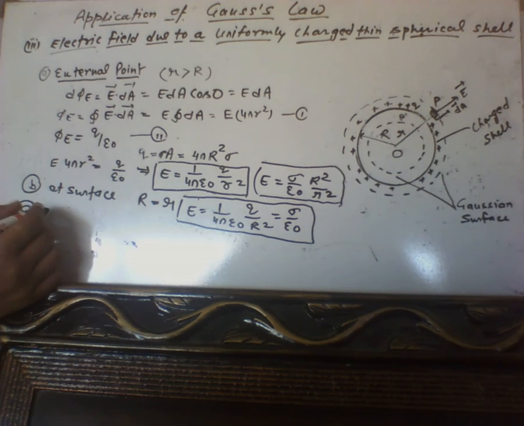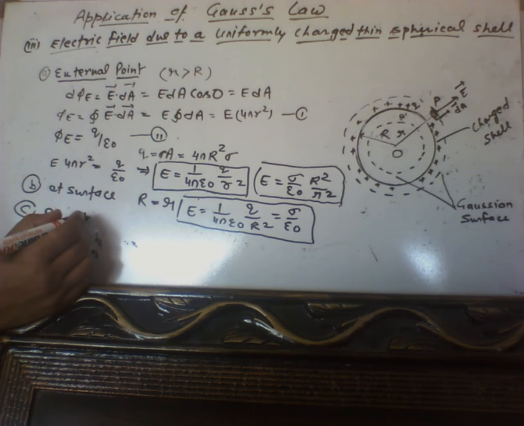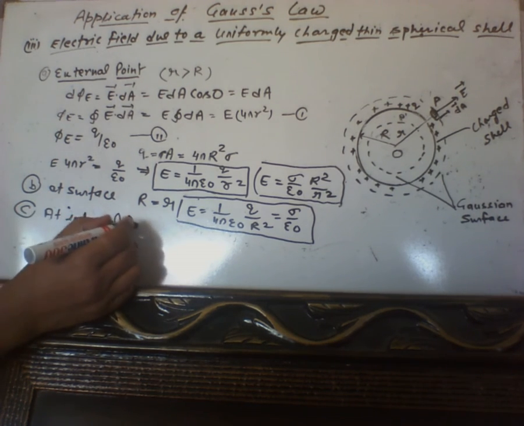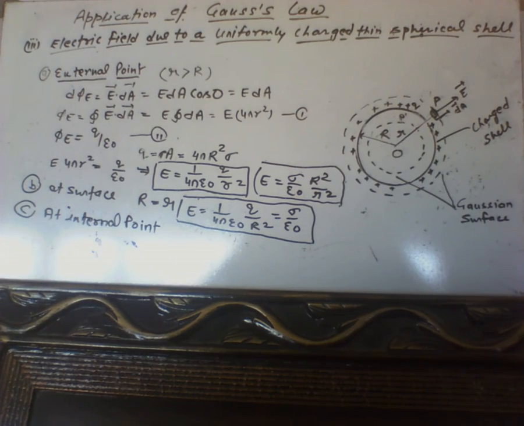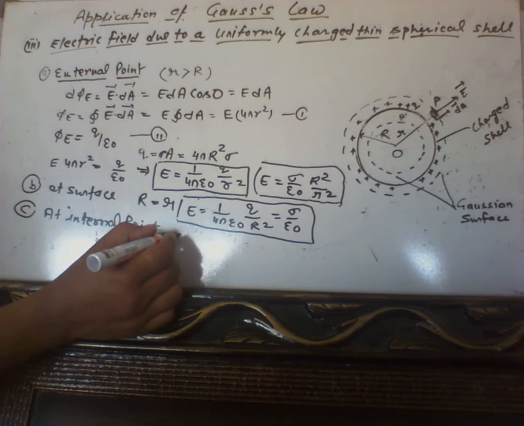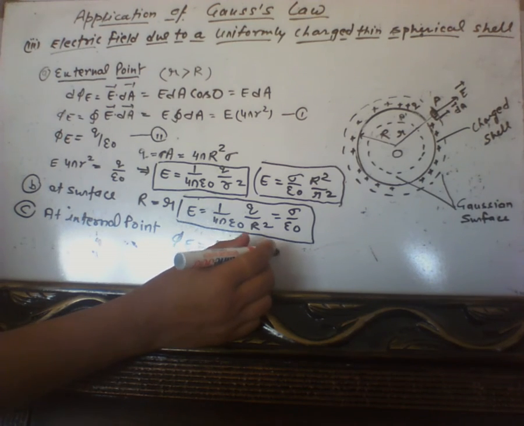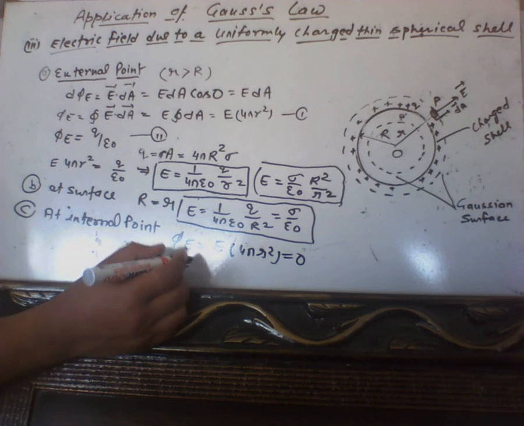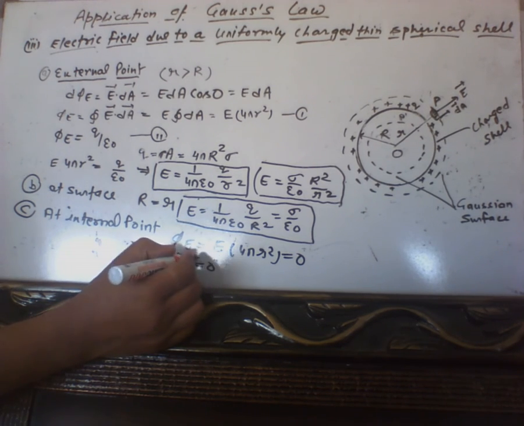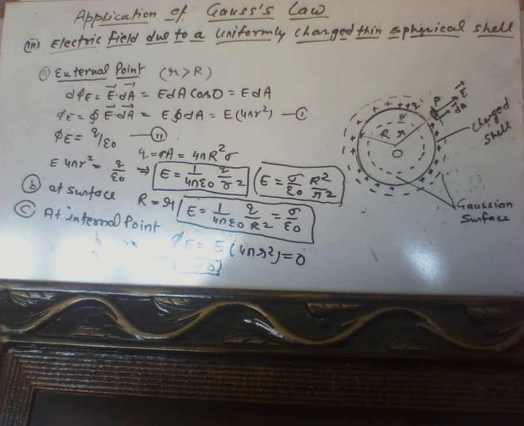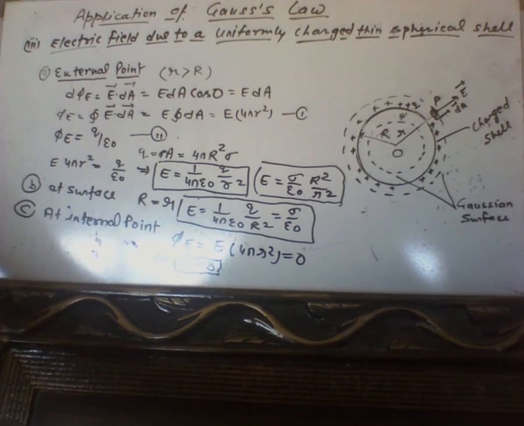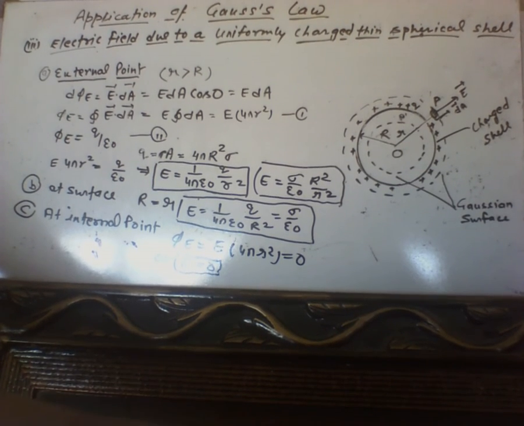Now the third situation is at an internal point. As the internal point does not contain any charge, phi E is equal to E into 4 pi r square is equal to 0, or E equals 0. This is so because it does not contain any charge inside the cell, so the electric field intensity is 0 everywhere inside the charged cell.